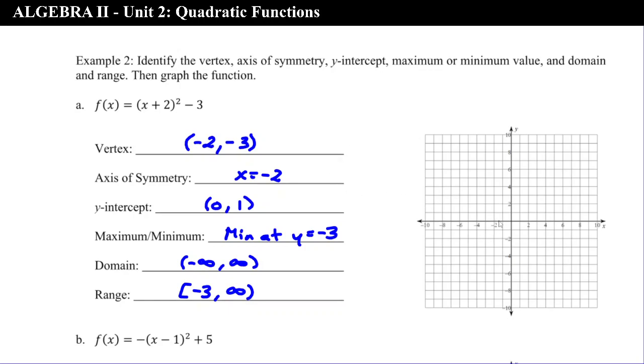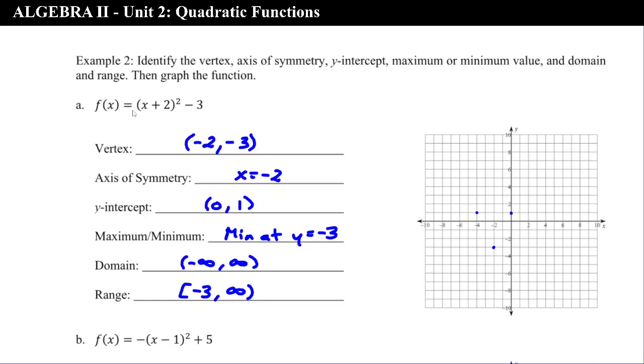So now let's plot the vertex. That's a good place to start here. So it's (negative 2, negative 3), so that would be right here. And we know what the y-intercept is, so let's plot that, (0, 1). And thanks to it having an axis of symmetry, we know that if we go 2 on this side of the axis of symmetry, we can go 2 on this side and plot another point. Now, ideally, you would like to have at least 5 points to plot your parabola to adequately graph it. So let's see what other points we can get.